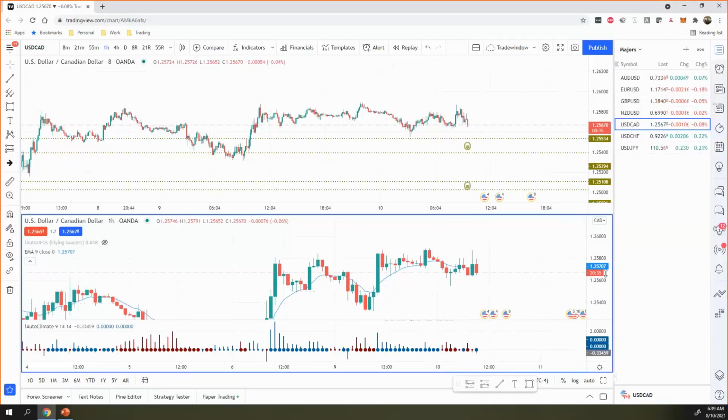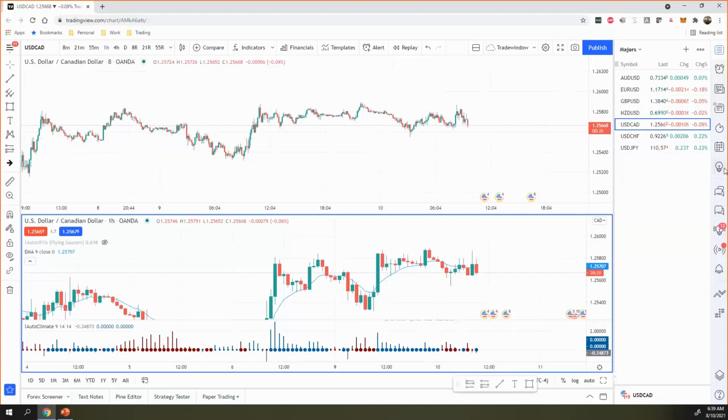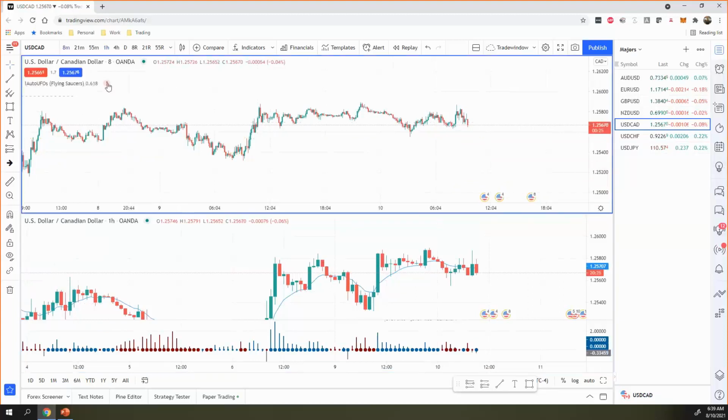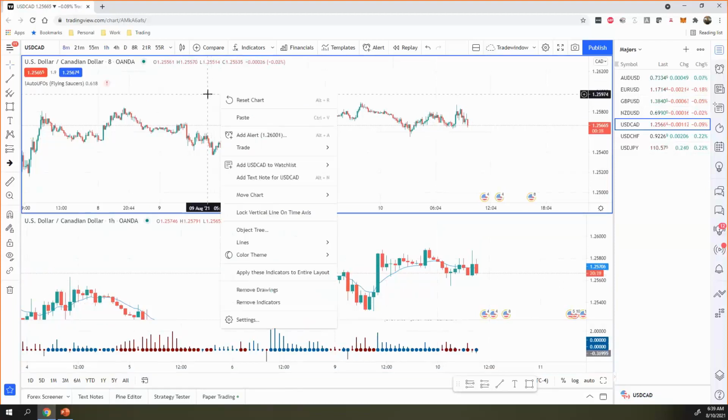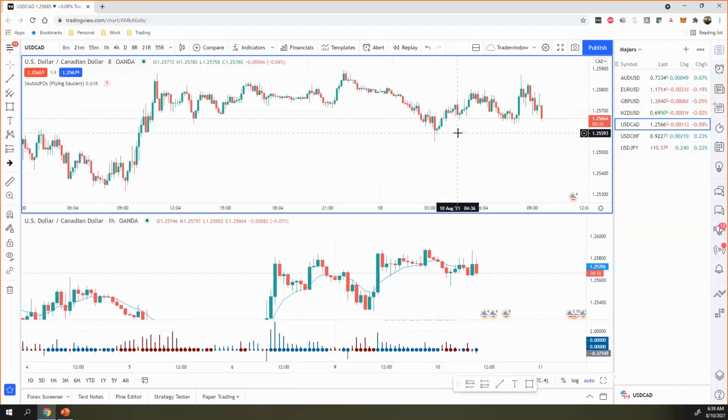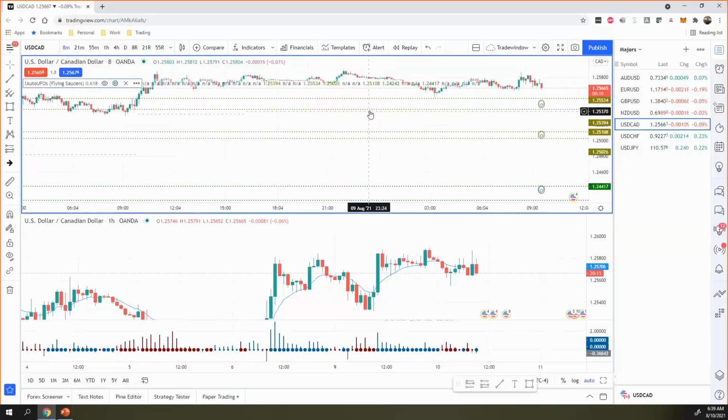Moving average at 25,707, and current price is at 25,668. Oh, what was that? Study error. Took too long to execute. Okay. I can always just reset the chart and enable and disable these. Usually that gets it done. There it is. All right, so we're going to go ahead and pass on USD CAD.